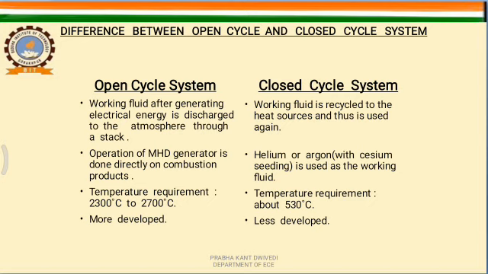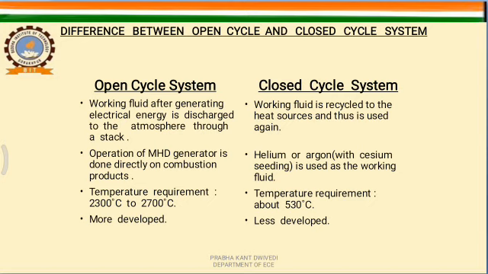If we look at the differences, there are certain differences. In the open cycle system, the working fluid after generating electrical energy is discharged to the atmosphere through a stack, whereas in the closed cycle system, the working fluid is recycled to the heat source and thus used again. In the open cycle, the MHD generator operates directly on combustion products, whereas helium or argon gas is used as the working fluid.